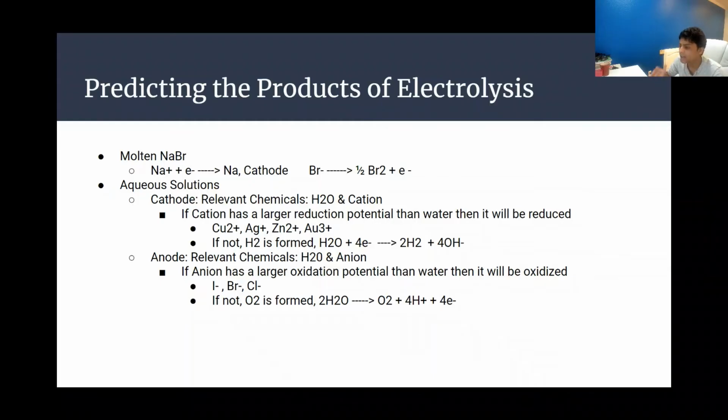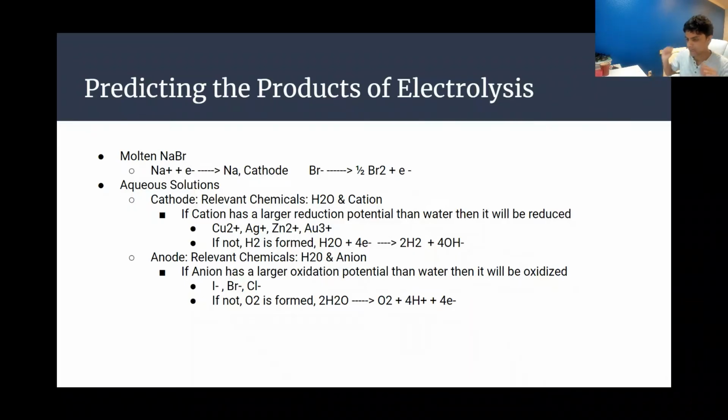If the cation has a larger reduction potential than water, it will be reduced. Makes sense, right? Larger reduction potential equals more potential to be reduced. The cations that have this property are copper, silver, zinc, and gold 3+. If the cation does not have a larger reduction potential, then H2 is formed: 4 H2O plus 4 electrons goes into 2 hydrogen gas and hydroxide.